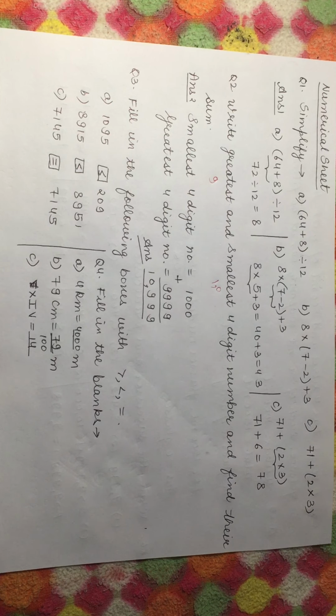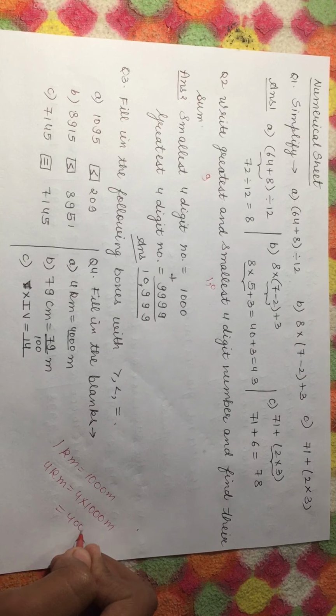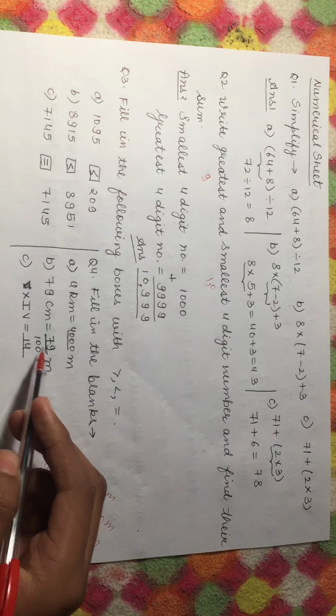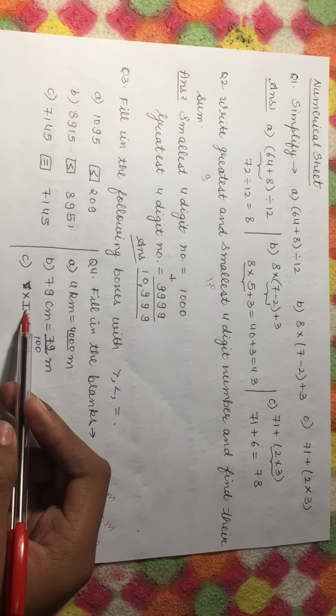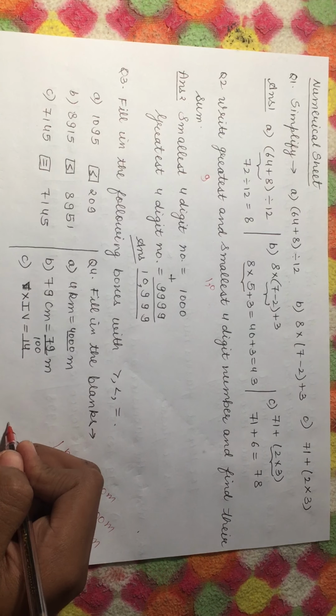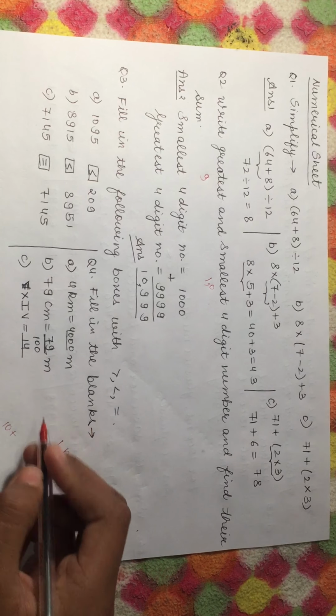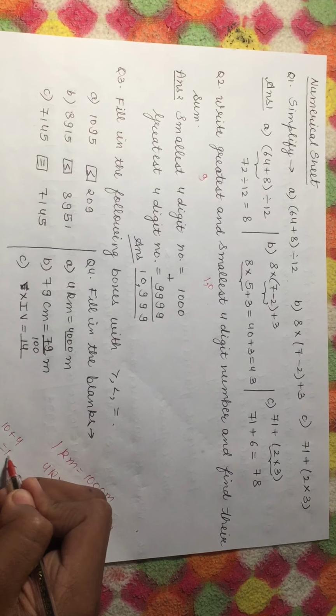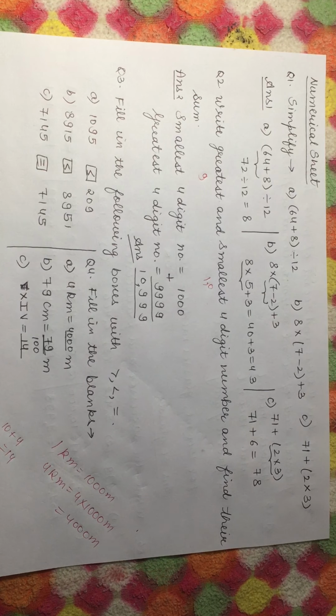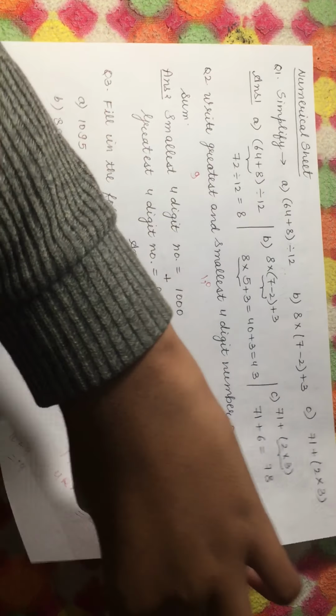This is important. 4 kilometer equal to, now we know that 1 kilometer, only one I am solving, 1 kilometer equal to 1000 meter. Okay, so 4 kilometer will be equal to 4 into 1000 meter. That means 4000 meter. So this way I have solved these three. And this XIV means X means 10 plus IV means 4. So 10 plus 4 is 14. I have written over here this 14 also. Now let's come to the next one.